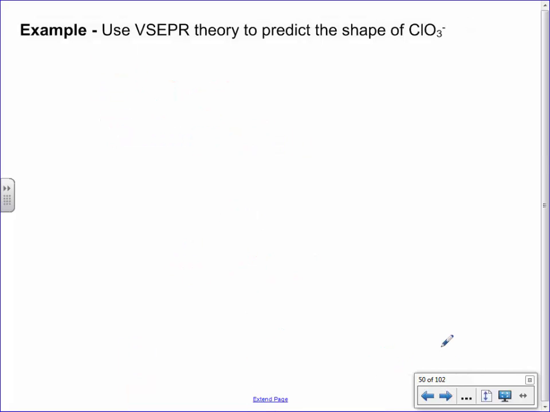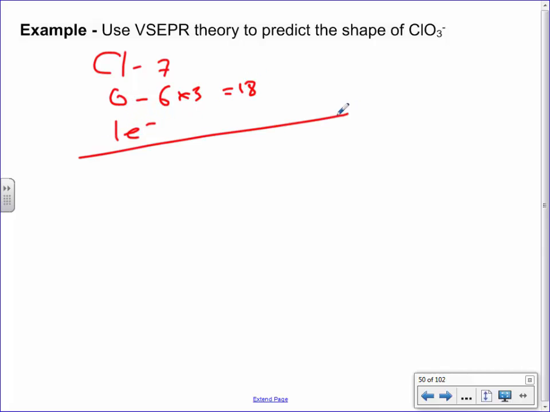Let's try another one. Let's try to predict the shape of ClO3-. We actually did this one earlier today. ClO3-: chlorine needs 7 electrons. Oxygen needs 6, but we need 3 of them. So that's 18. And then we need 1 extra electron. So that's 26 total.